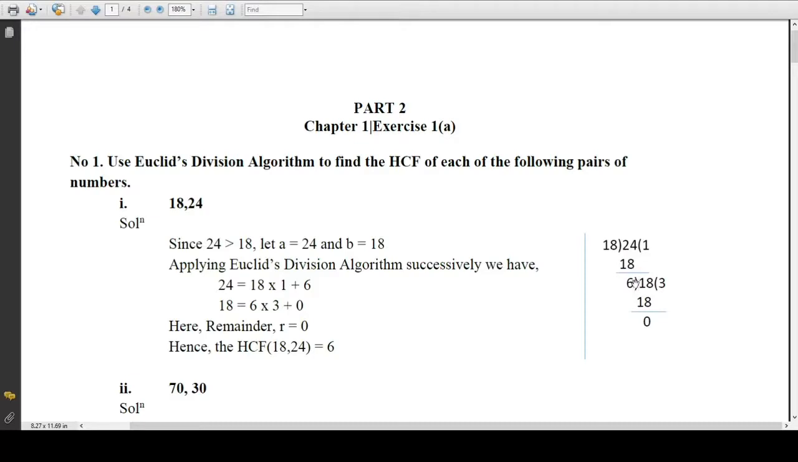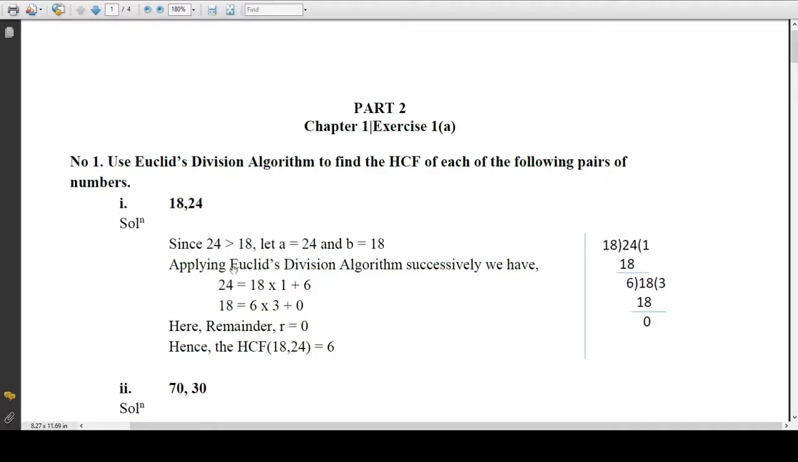Now, this 6 you take as the divisor, 18 as the dividend. 6 multiply how much is 18? 6 multiply 3 is 18, giving you 0 as the remainder. Hence, the last divisor here, 6, will be the HCF of these two numbers.